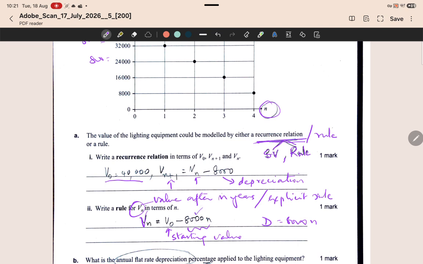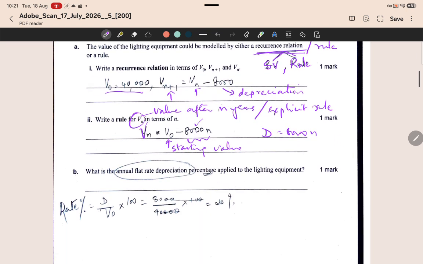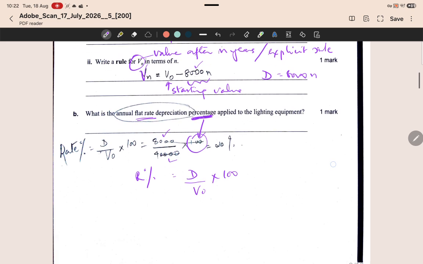So you've got to replace this value. What is the annual flat rate depreciation percentage? You've got to be mindful of the fact that they're asking you a percentage. If they're asking you a percentage, that means you've got to multiply something by 100. And what is that? It is the depreciation. So the rate percent of depreciation is the depreciation over the original value times 100. We know the depreciation is 8,000, and it started off at 40,000. And so 8,000 divided by 40,000 times 100 is 20%.